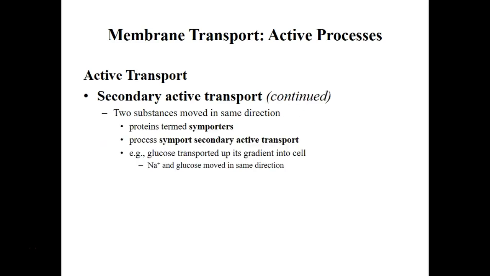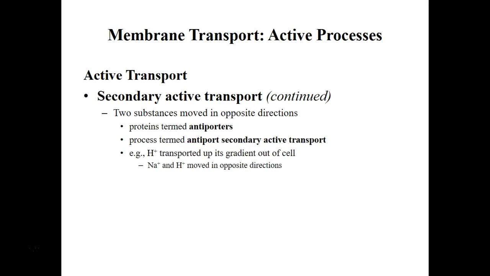So we have symporters and antiporters. Symporters move two substances in the same direction. One of the substances will be going from higher to lower concentration using facilitative diffusion. The other substance is going to be going against its concentration gradient, but it's going to move in conjunction with the ion that's moving down its concentration gradient. Antiporters move molecules in opposite directions.